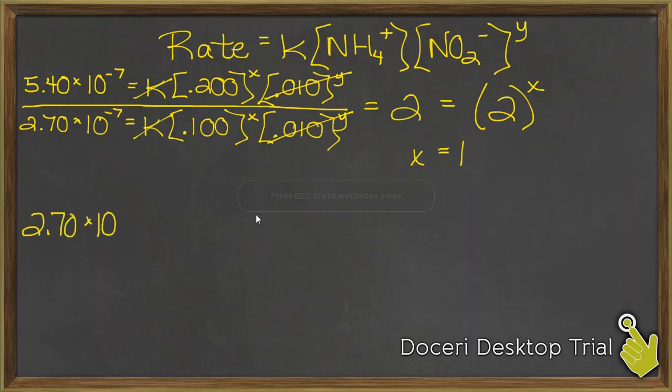This is the rate from experiment 2. Rate equals K times the molarity of ammonium. And now I know that ammonium has an exponent of 1, so I don't have to write a variable for its exponent.